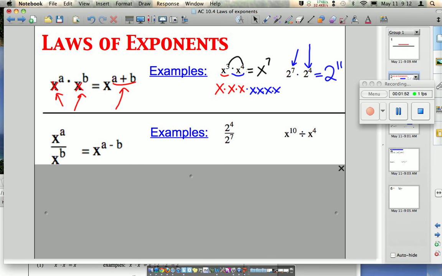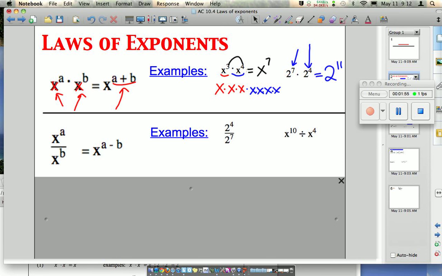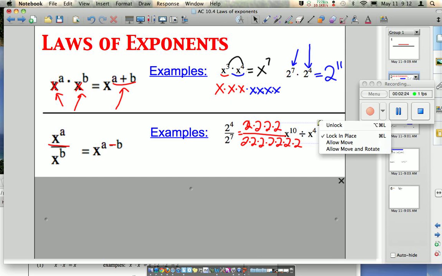Now we have what happens when we're dividing. Remember, this fraction bar really means dividing. We're dividing two exponents. Well, now the rule is to subtract. Here's why. Let's take a look at what we have with 2 to the 4th and 2 to the 7th. We have 4 2's on top, and on bottom we have 7. Holy cow, we got 7 2's on the bottom.